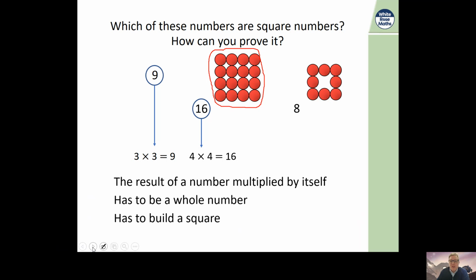So is that a square, I wonder? No. In this case, whilst each of these lengths are 3, we don't have a complete square because there is nothing there.